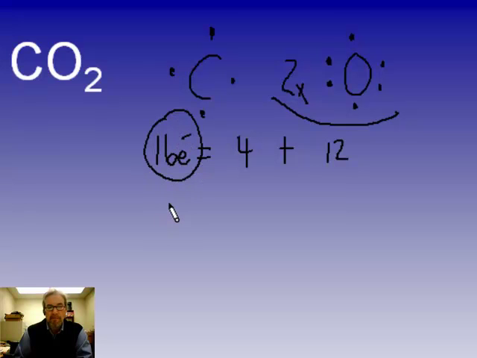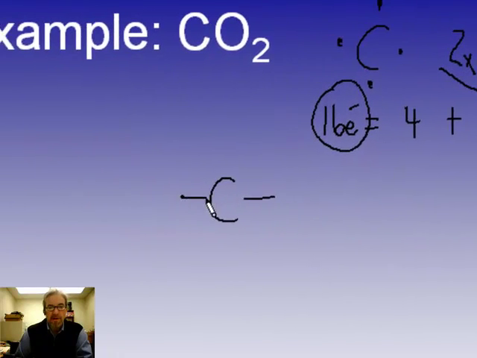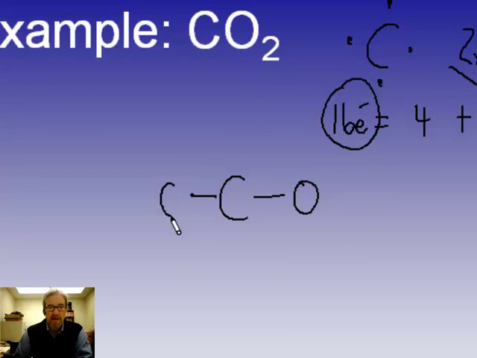Next, I need a skeleton structure. We have a few guidelines for that. One is the closer an element is to the middle of the periodic table, the closer it's probably going to be to the middle of the molecule. So for carbon dioxide, that would put carbon in the center and oxygen on the outside. Now we know that carbon prefers to make 4 bonds, but it can't do that here because it's only bonded to 2 things. Next, we have to make sure that everything is stable. In other words, everything is a full octet.